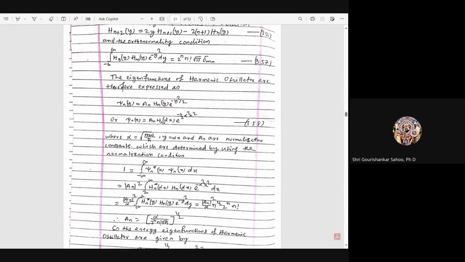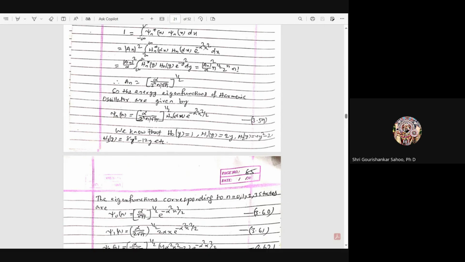These are determined by using the normalization condition, that is 1 is equal to the integral from minus infinity to infinity of psi_n star psi_n dx, and your A_n will be estimated as (alpha by (2^n n! root pi)) to the power half. And the energy eigenfunctions for the harmonic oscillator will be psi_n(x), which is equal to root over of alpha by (2^n n! root over of pi) whole multiplied by H_n(alpha x) e to the power minus alpha square x square by 2, where H_n is the Hermite polynomial.